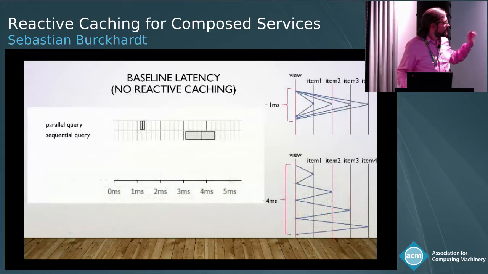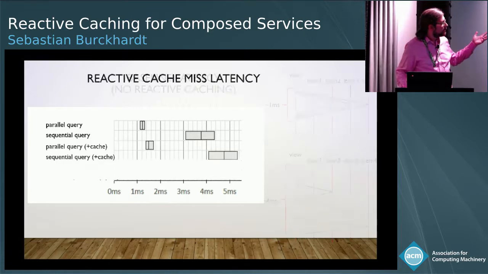The baseline latency, basically what we're showing here is our thing is out of the picture. It's just Orleans. We're comparing the cost of a parallel query with a sequential query executing. On the right, you see the message diagram. And the reason why we execute this without our stuff is now if we add our reactive caching, you can see that it gets a little slower.